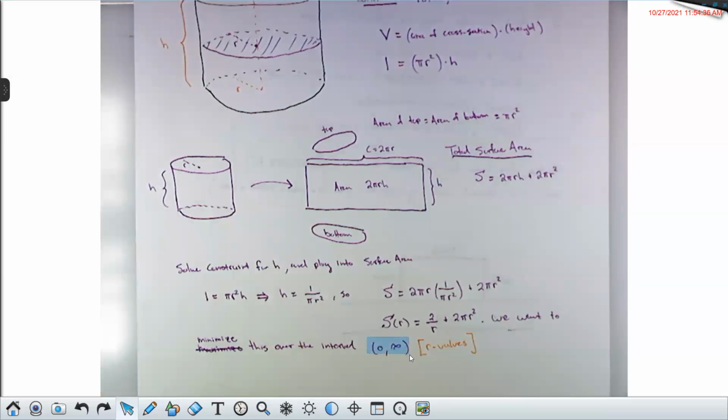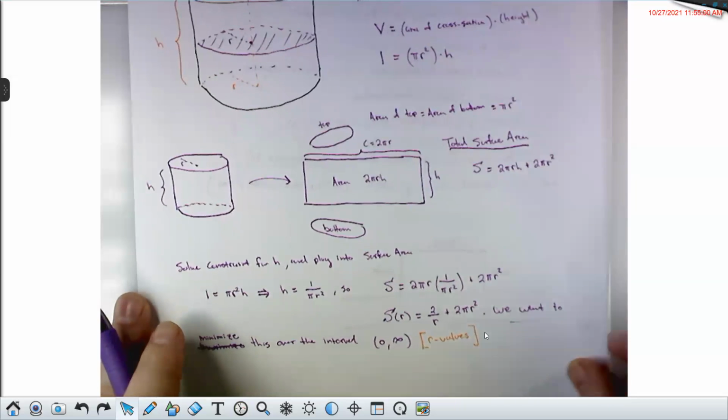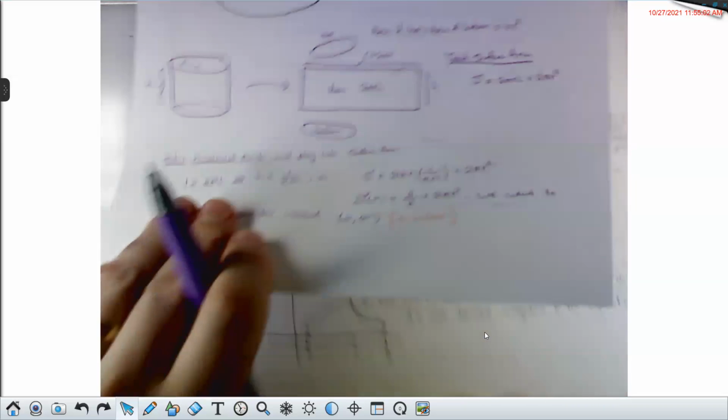So I'm thinking of this as the domain for this function. And I want to minimize this function on this domain. In other words, I'm not interested in any negative values. If I was to find a negative r value as a critical number, I wouldn't bother with it. And that's the case in most physical problems, right? It's very hard to have a negative distance. Okay, so let's do it.